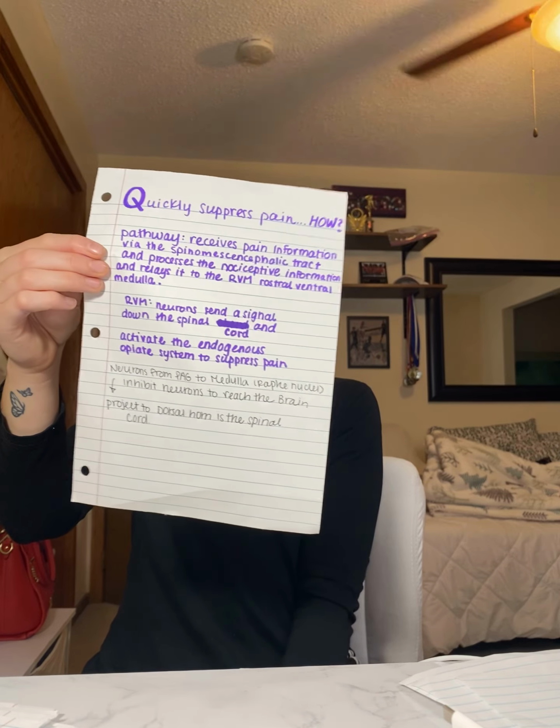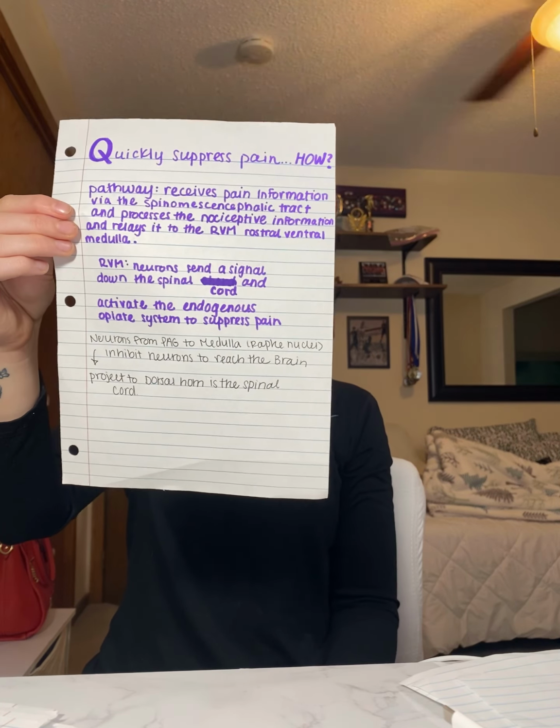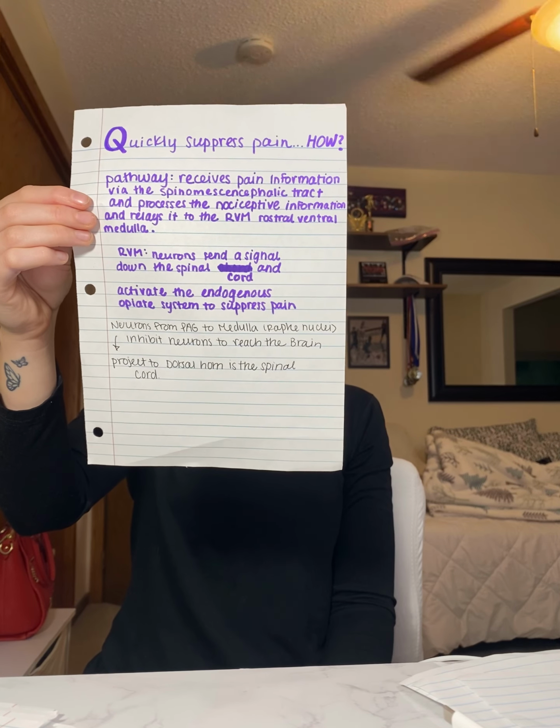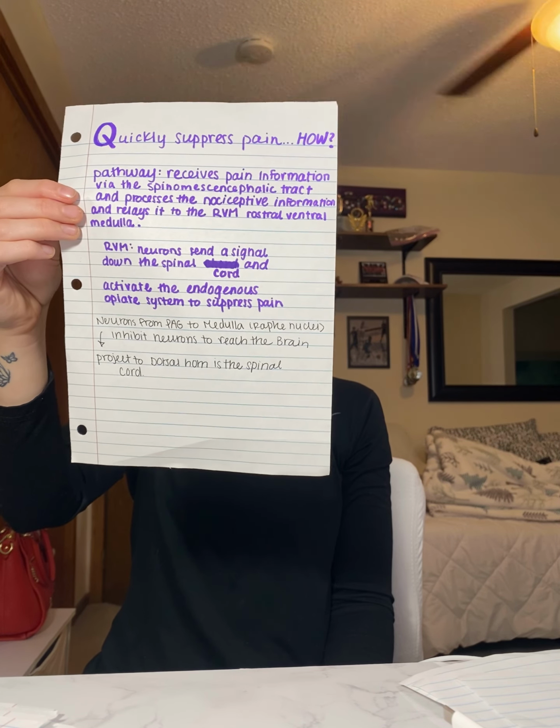Q, quickly suppress our pain. How? Neurons from the PAG go to the medulla to the raphe nuclei, and then the neurons from the raphe nuclei go down to the dorsal horn in the spinal cord. Once they get there, it kind of blocks the sensation of pain that we're experiencing, and therefore those receptors aren't going up to the brain and telling us we're in pain. And it's all natural, so it's really nice that our body and our brain regulates that for us.